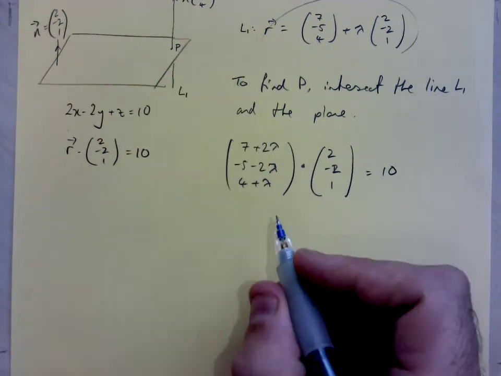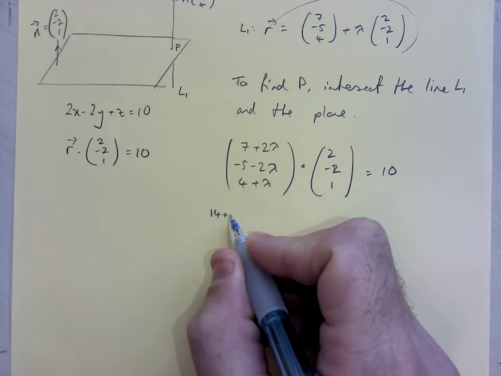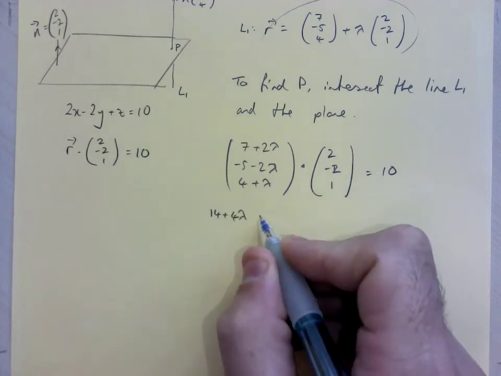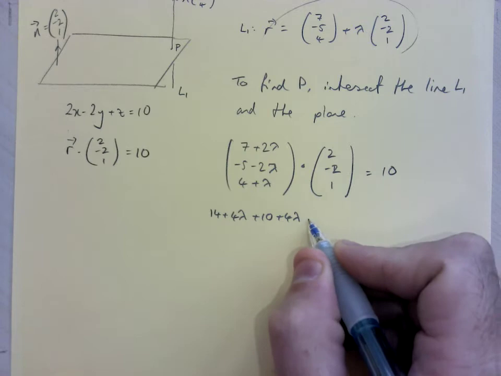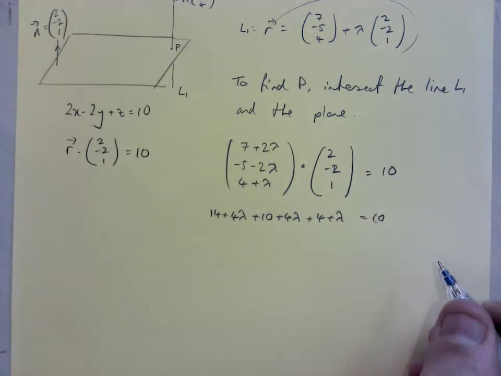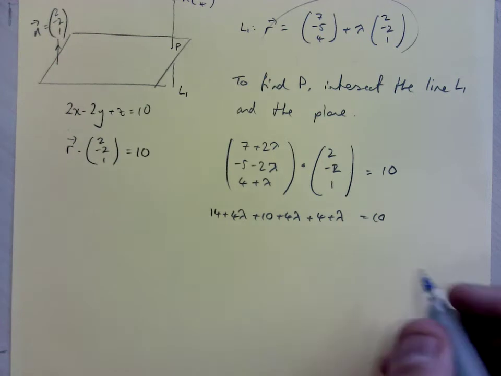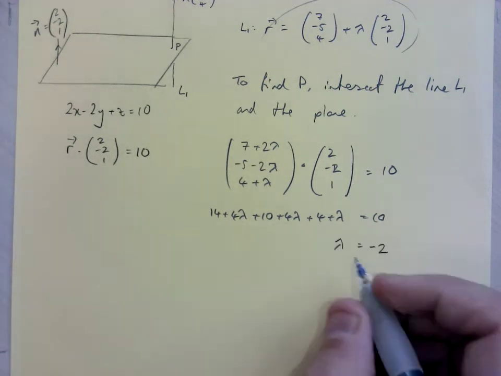So I can solve this. This gives me 14 + 4λ + 10 + 4λ + 4 + λ = 10. I'll leave you to solve that through. That comes out to be λ = -2.